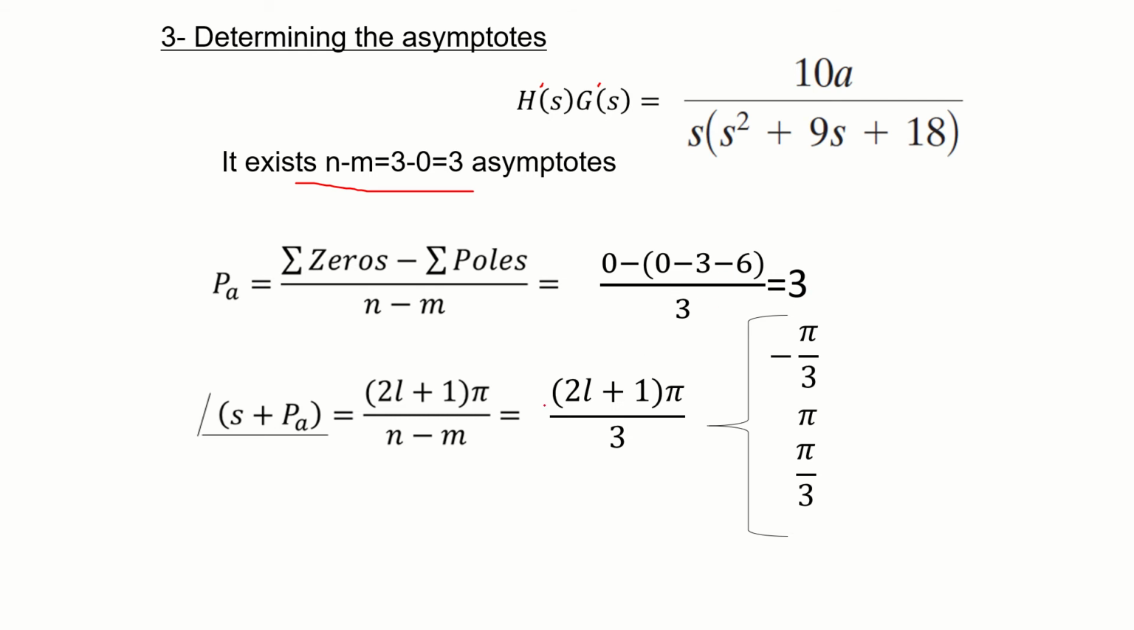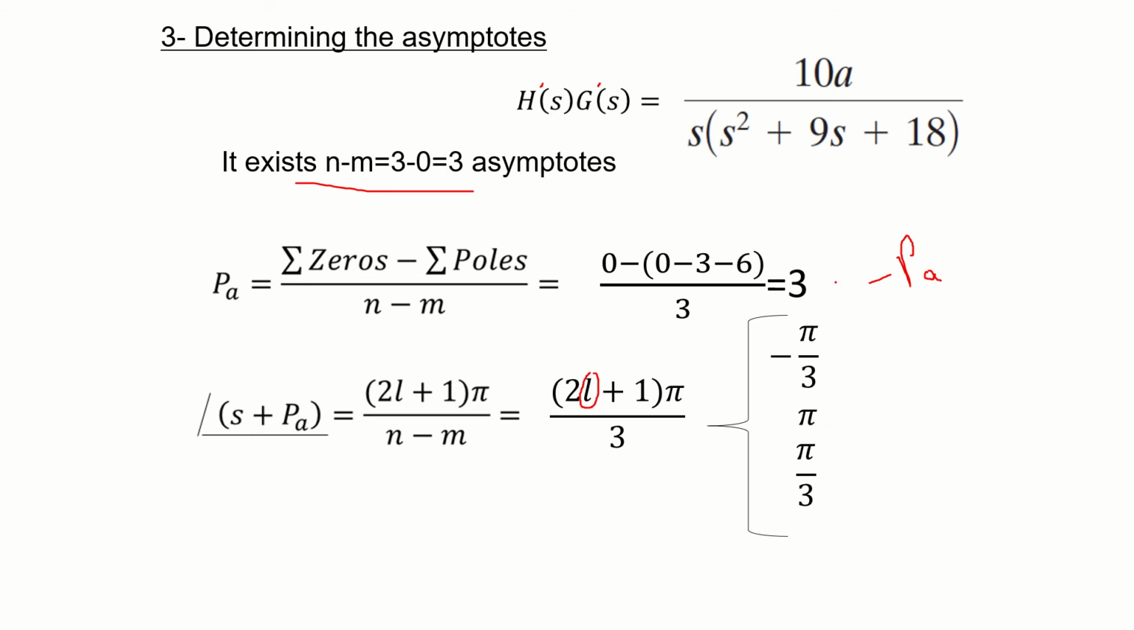Since we are taking PA as the summation of zeros minus the summation of poles, the 3 asymptotes will pass by minus PA, so the point -3. Now let's look at the angle that S plus PA will be doing. It is equal to (2L plus 1) pi over n minus m, so (2L plus 1) pi over 3. I will take 3 values of L. The easiest ones are -1, 0, and 1, and I will get these 3 angles: minus pi over 3, pi, and pi over 3.